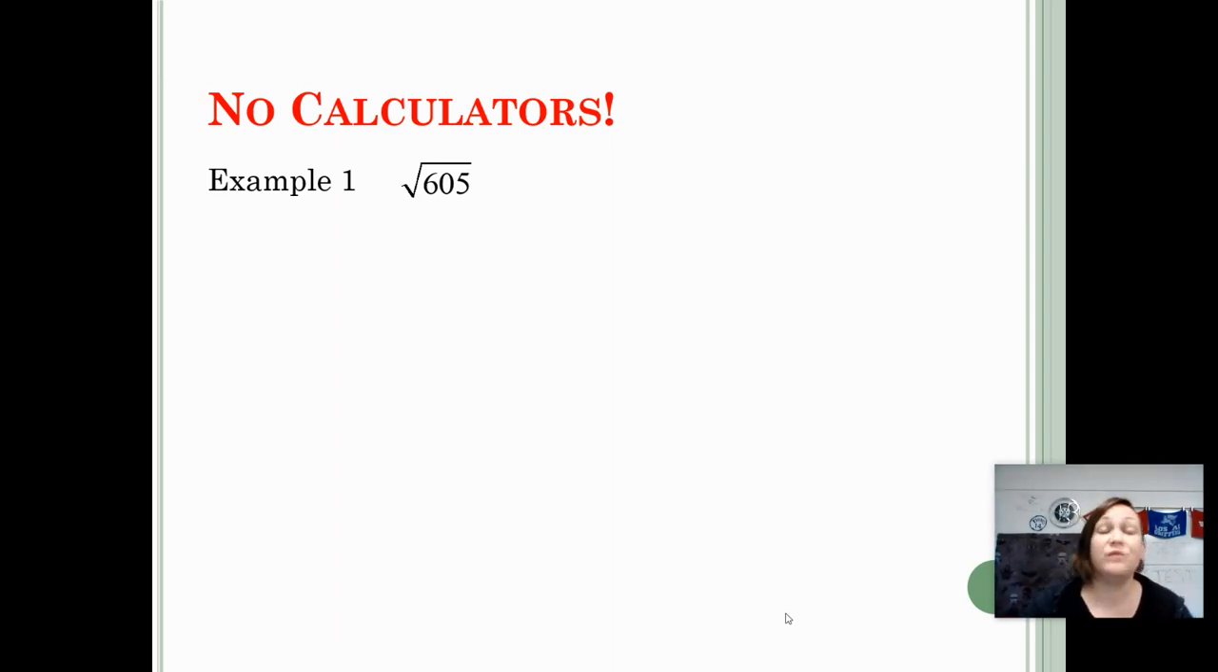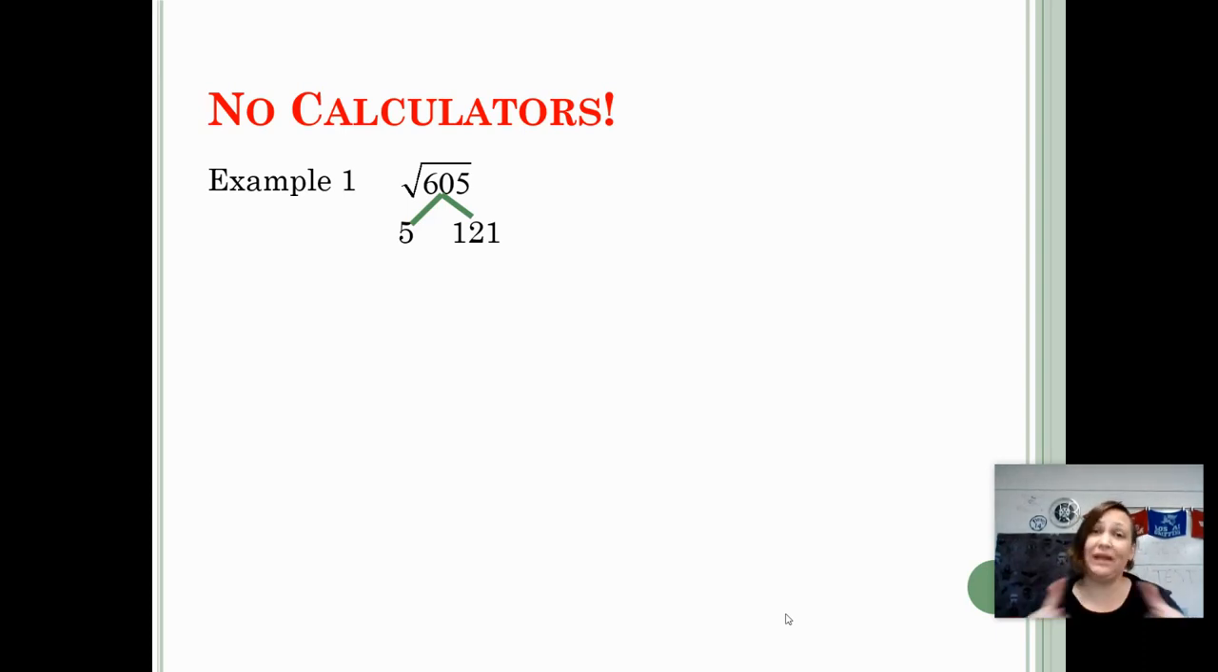So here I'm starting with the square root of 605. I'm going to try to simplify that to become a smaller square root. My first step is to factor tree the 605 down to its prime factors. A factor tree is when you take a number and you split it into a multiplication problem. So 605 can be rewritten as a multiplication problem, 5 times 121.